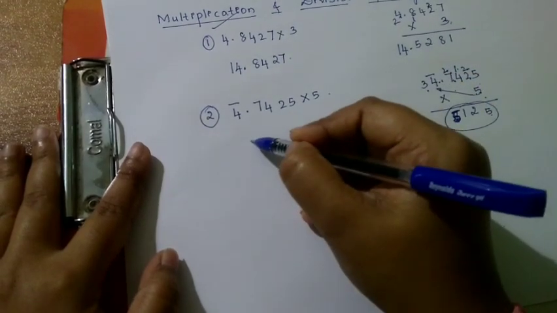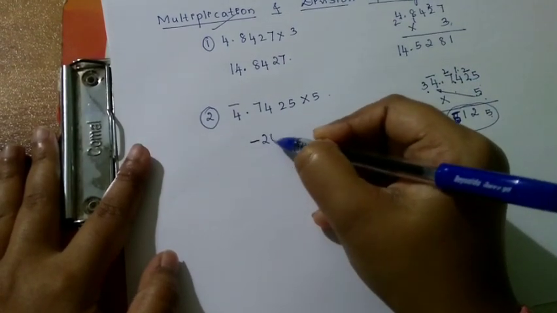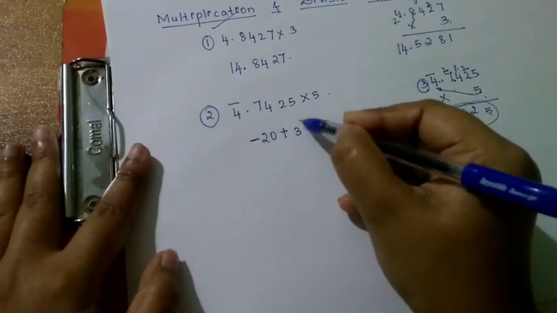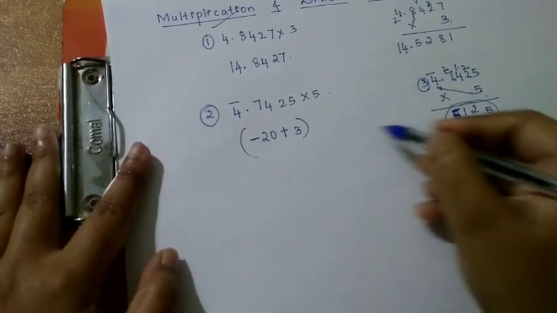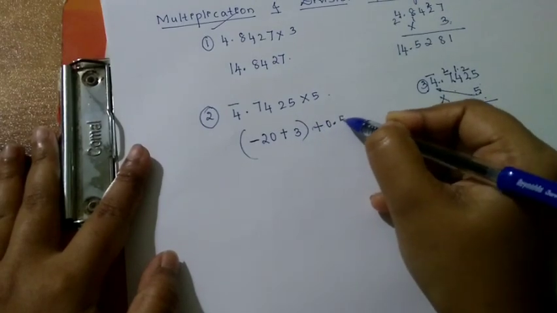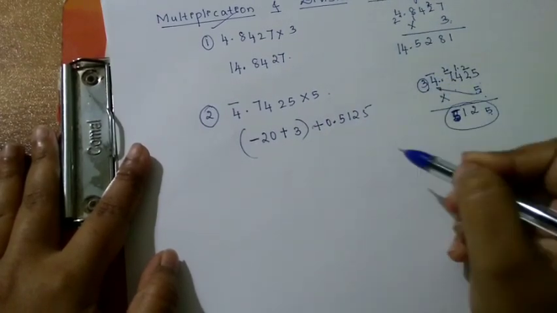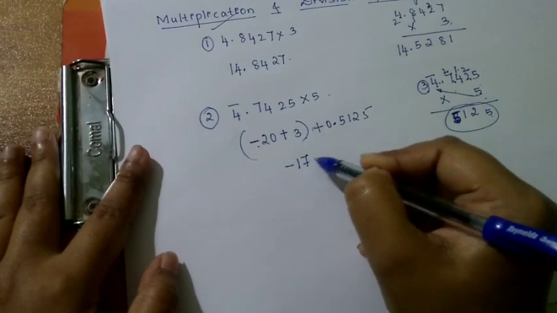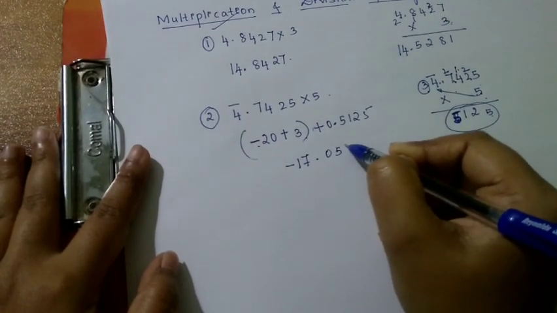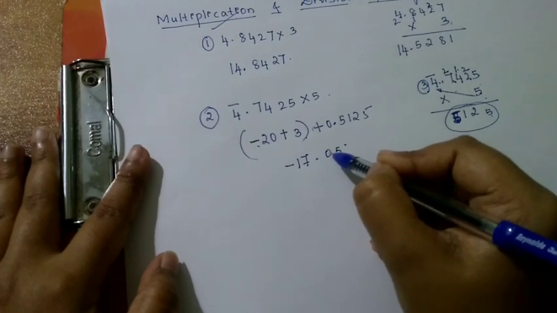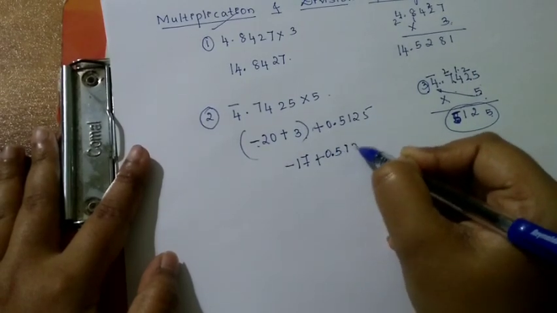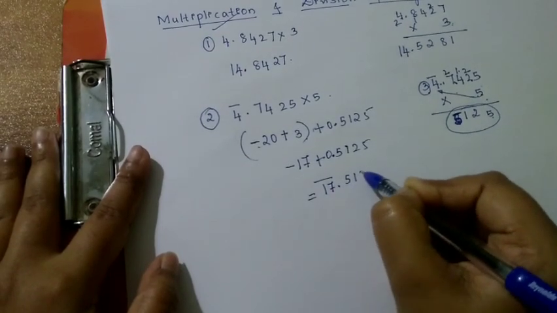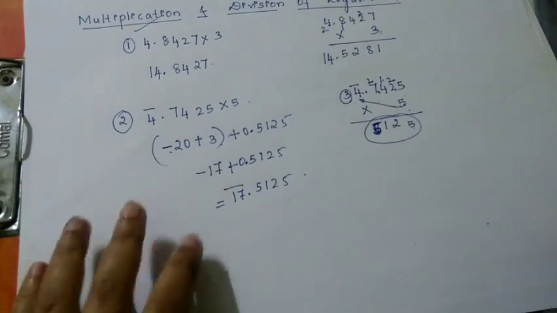So what you have to do is, 5 4s are minus 20 plus 3. This carry-out 3, you have to write it like this. Then this part as it is, 0.5125. So minus 20 plus 3 is minus 17, and plus 0.5125. So this comes out to be 17 bar 0.5125. This is how we have to multiply.